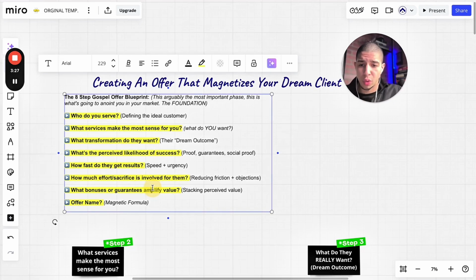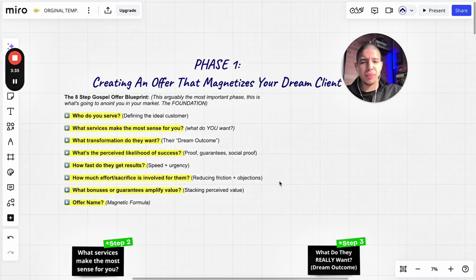What bonuses or guarantees amplify your value? This is basically just, I'm not going to say that because that's inappropriate, but it's basically really identifying your confidence points and displaying it to the marketplace. What I was going to say is putting your balls on the table, but whatever. You get my point.